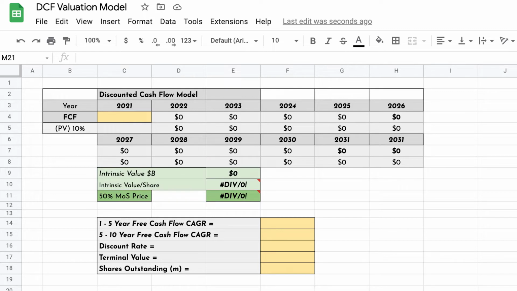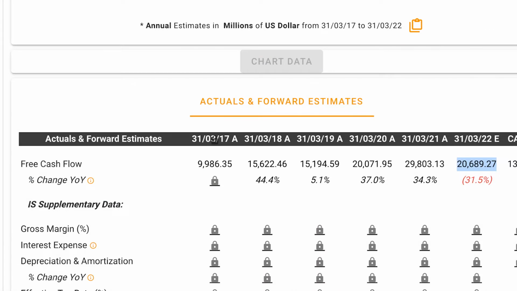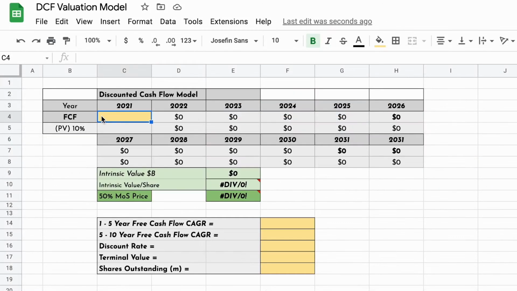So to start, the first number we need is Alibaba's current free cash flow, which we can get from Ticker. And we can see their free cash flow is roughly 21 billion. It did drop from about 30 billion from the year before, which I'll touch on later. So if we go back to the spreadsheet, we type in 21 billion.